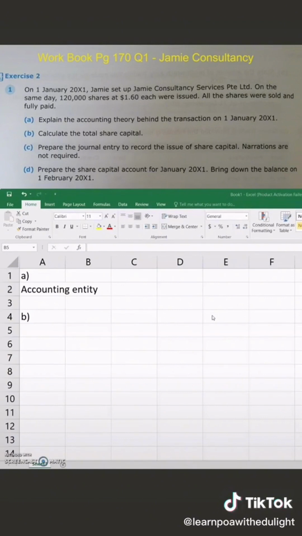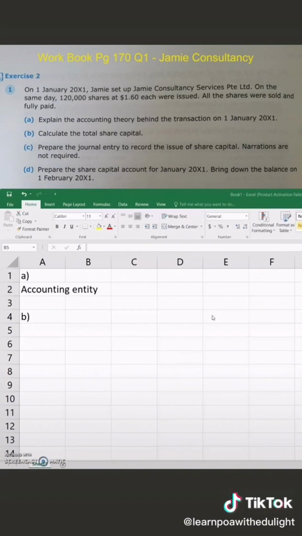Now, question 1A talks about the accounting theory. Basically, it's the accounting entity concept for this one. My focus on all these videos is not to handle theories. You guys can go and read theories on your own. But I'll handle the calculations as well as the other posting, that's more important.